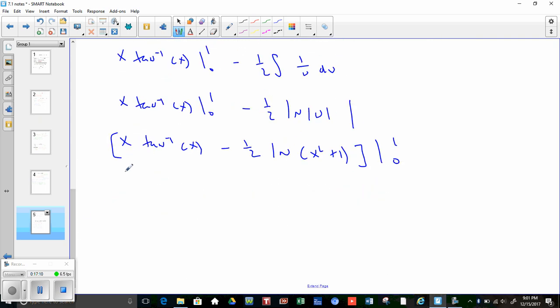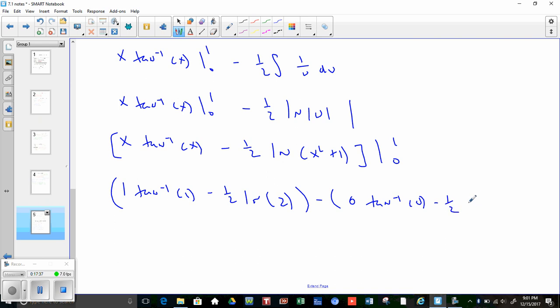So let's see what we get when we plug in 1. We're going to get 1 times the inverse tangent of 1 minus 1/2 the natural log, plugging 1 in here, 1 squared plus 1 is 2. So that's the first one. Minus, plugging in 0, we get 0 times the inverse tangent of 0 minus 1/2 the natural log. Plugging in 0 here, we get the natural log of 1. And that's the second piece.